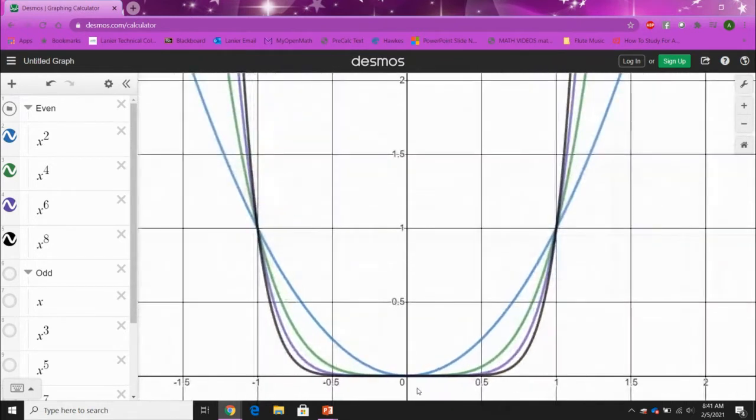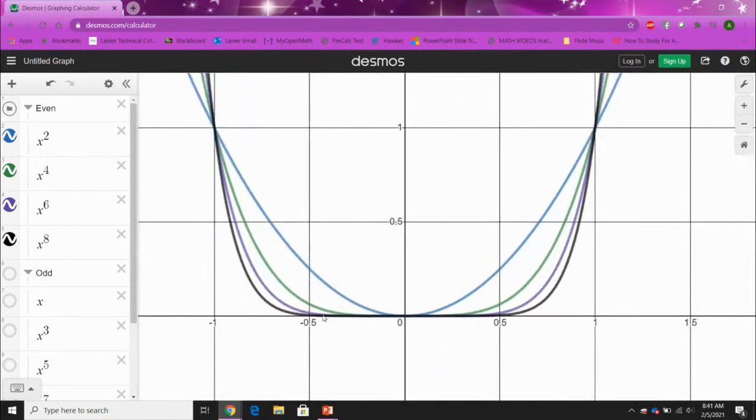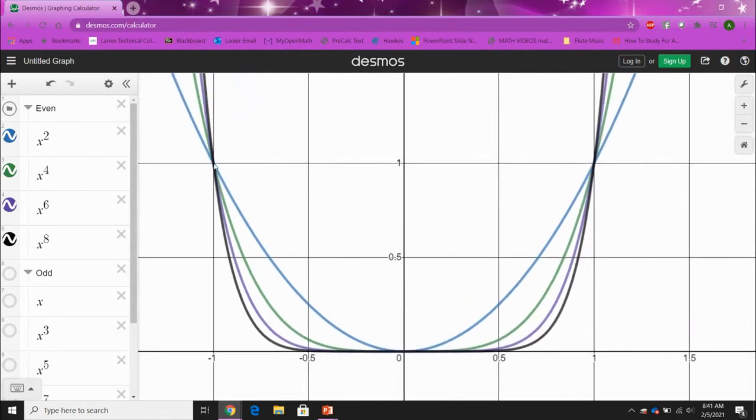We noticed that as the power of x gets higher, our flat area gets wider. Something else that's interesting to note is all of our graphs go through the point -1, 1 and 1, 1, as well as 0, 0, the origin. So that's what even functions look like, even power functions.